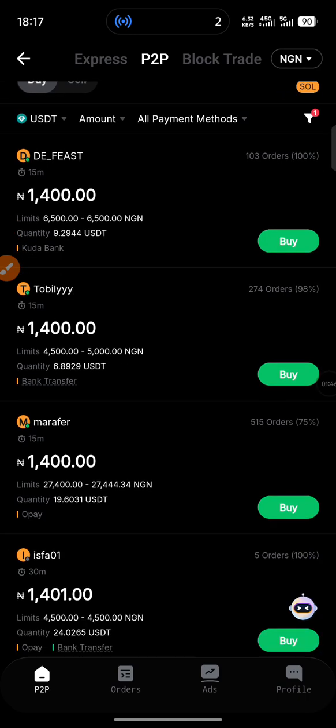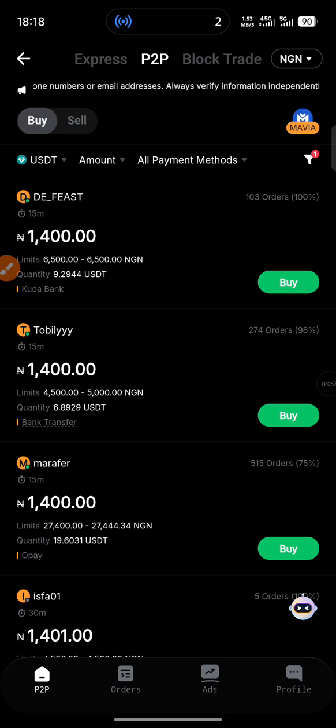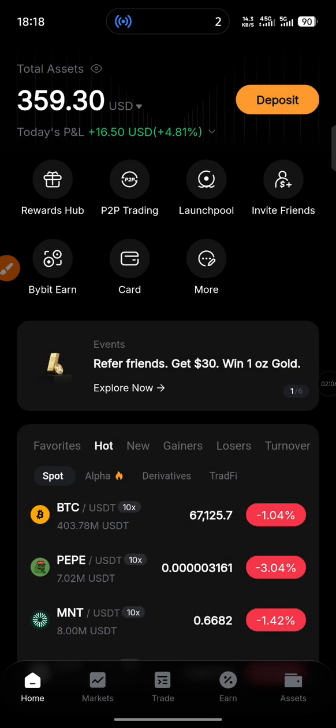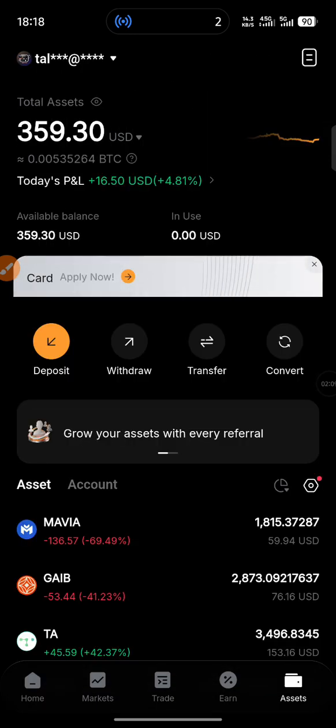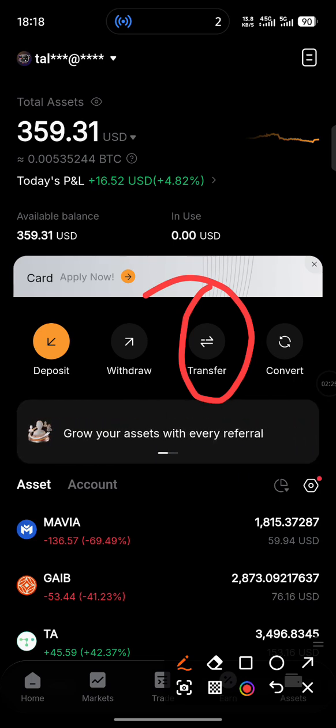You can go through here, look carefully at whoever is suitable for you to transact with, based on your particular volume and rate, and transact with that person. If you transact successfully, the money will be credited to your account. First it will be credited to your funding account. Then you can transfer it from the funding account, using this option, to the unified trading account.